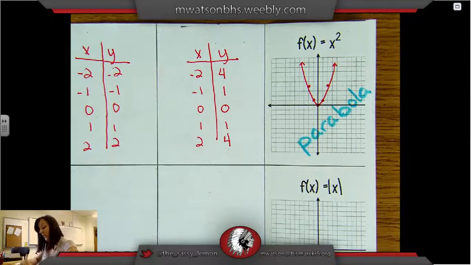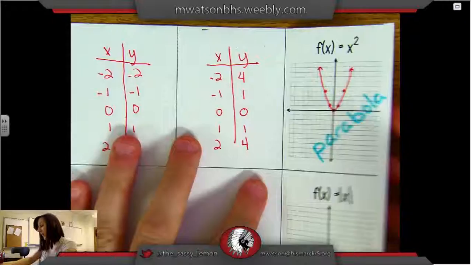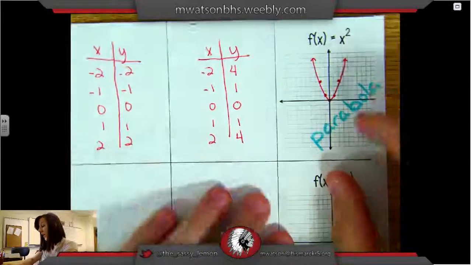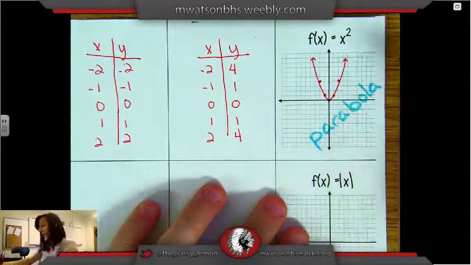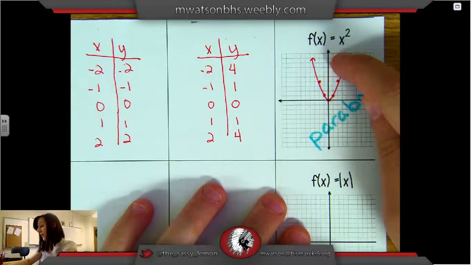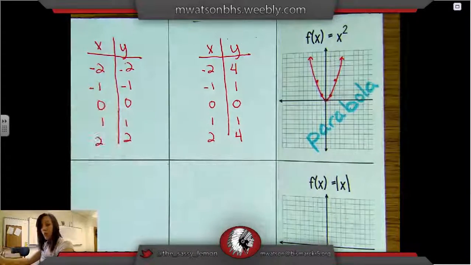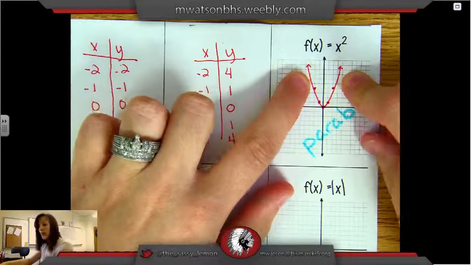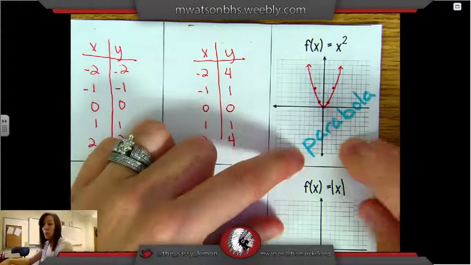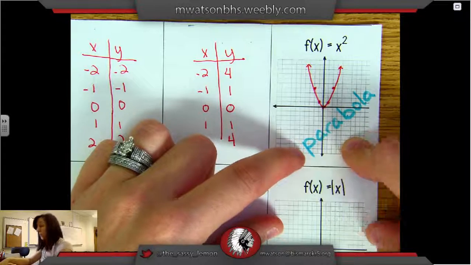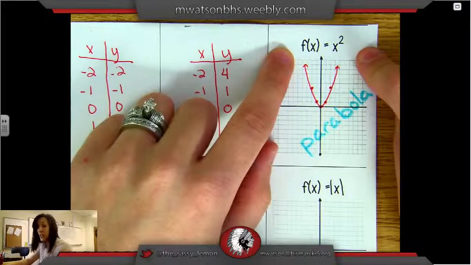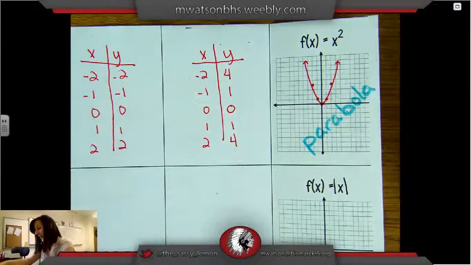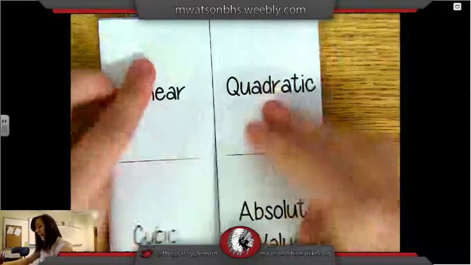So here's the 4 pieces of information that you need to remember. A quadratic parent function is called a parabola, and it has a shape like this, where either both pieces go up, or you can have a frowning face parabola where both sides go down. And then the equation is f of x equals x squared. So that's how you know it's quadratic. So we're already halfway through.